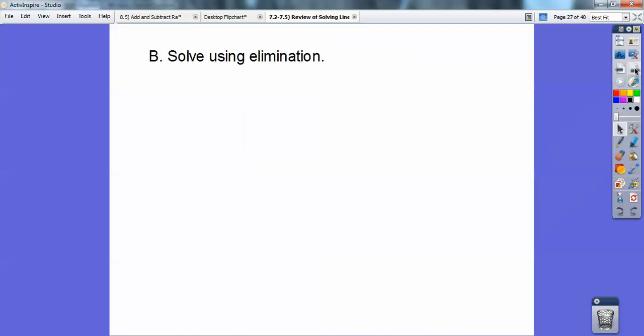Okay, solve using the elimination method. All right. Okay, here I'm going to go ahead. These are ready to go ahead and add because I got a plus y and a minus y right there, so I'm going to add those two equations together. So negative 2x plus x is negative x, and then 6 plus negative 2 is 4. And then so if negative x equals 4, x equals negative 4.